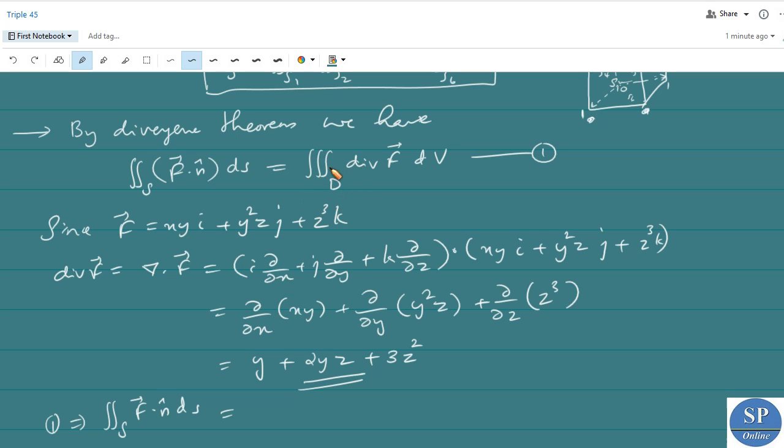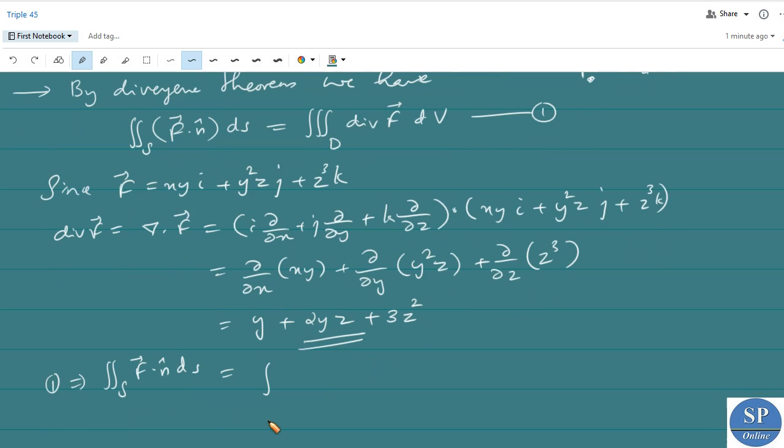So this triple integral can be written as integral, x varies from 0 to 1, y varies from 0 to 1, and z varies from 0 to 1. So we can write z varies from 0 to 1, y varies from 0 to 1, and x varies from 0 to 1. The integrand is y plus 2yz plus 3z square. This is divergence of f into dx dy dz.